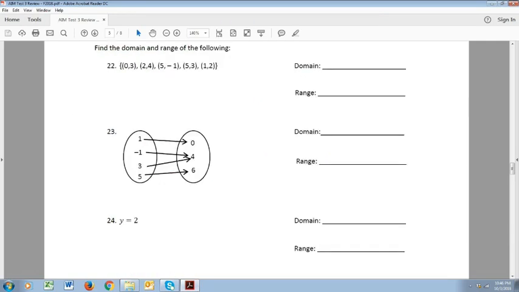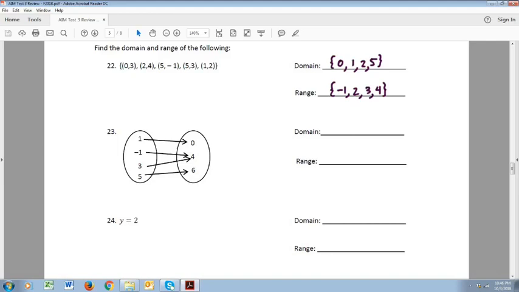It says find the domain and the range. Well, the domain, when you're given points, is pretty easy. That's just all my x values, and we write it in braces. And for the range, we write all the y values. We don't put any repeats, and we normally put the numbers in order. So it would look like that.